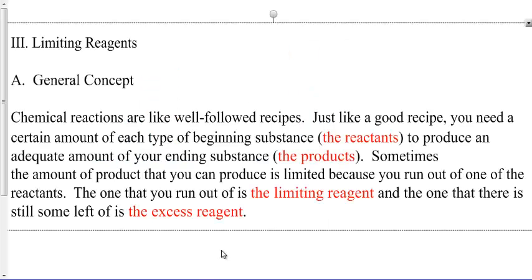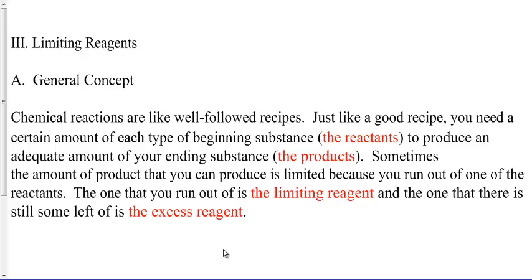So in your notes packet, the general concept: chemical reactions are like well-followed recipes. Just like a good recipe, you need a certain amount of each type of beginning substance, the reactants, to produce an adequate amount of your ending substances, the products. Sometimes the amount of product that you can produce is limited because you run out of one of the reactants. The one that you run out of is the limiting reagent, and the one that there is still some left of is the excess reagent.